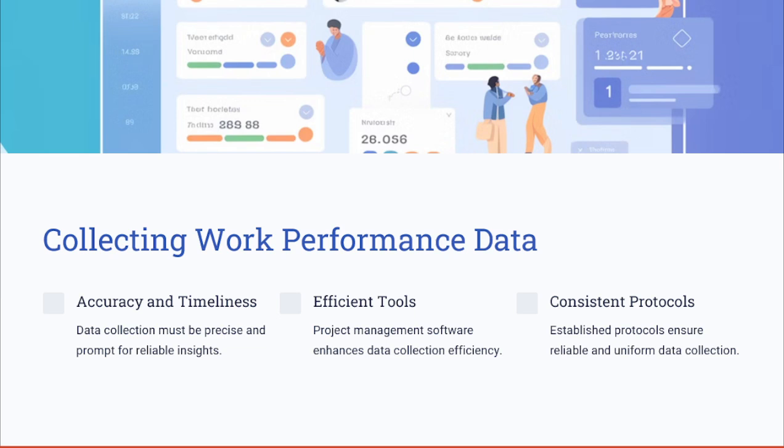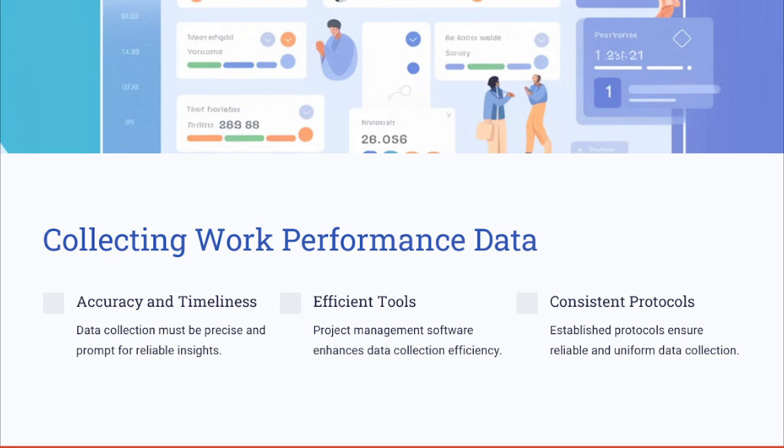And to start with the first step here, collecting the work performance data. Collecting the work performance data involves gathering the raw and factual information from the project activities. This data includes metrics such as, for example, the hours worked, cost spent, and task completion rates. Think of these as some examples of the raw data.